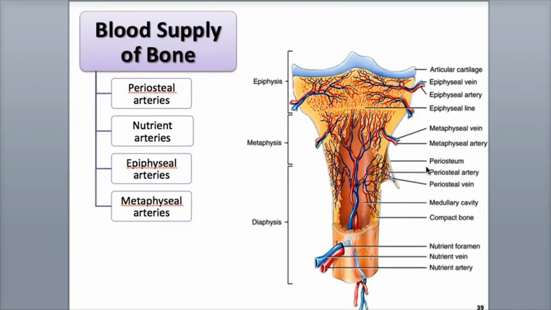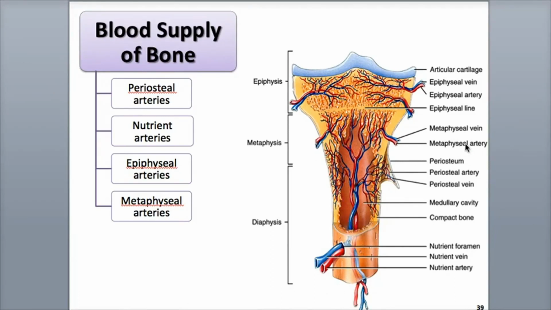They're responsible for nourishing the periosteum and the outer layers of compact bone. A large nutrient artery moves through an opening in the diaphysis called the nutrient foramen and enters into the medullary cavity. There it splits into proximal and distal branches that nourish the inner layers of compact bone in the diaphysis, as well as the spongy bone and red bone marrow close to the epiphyses.